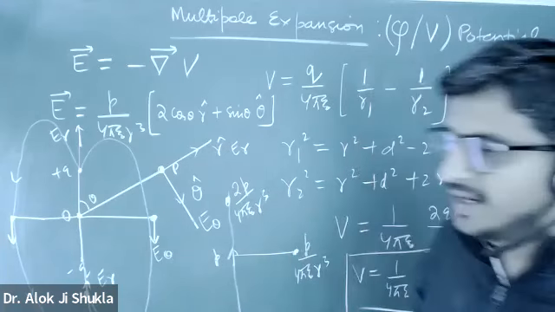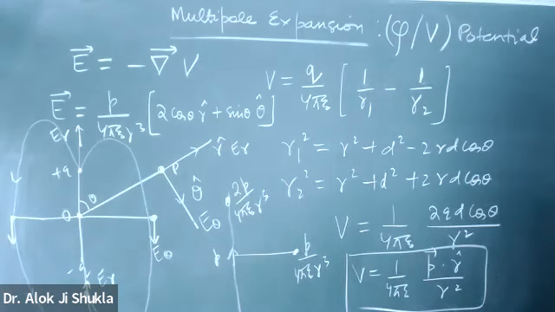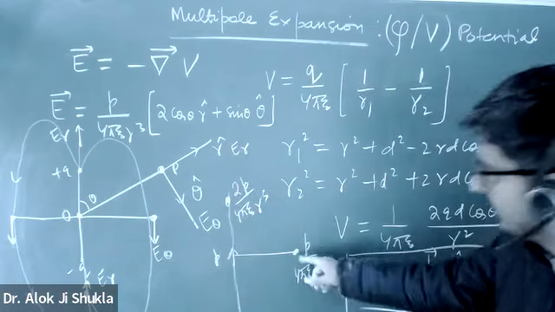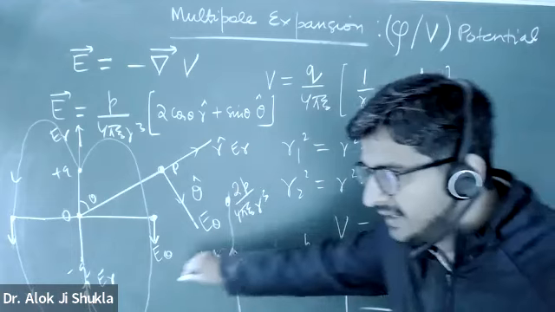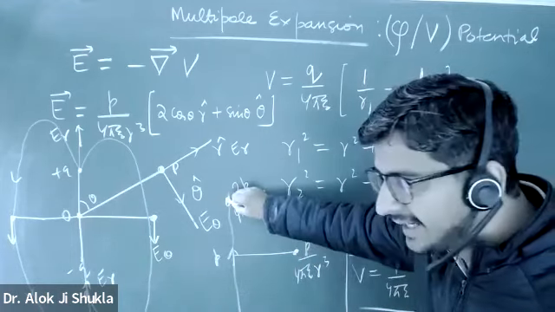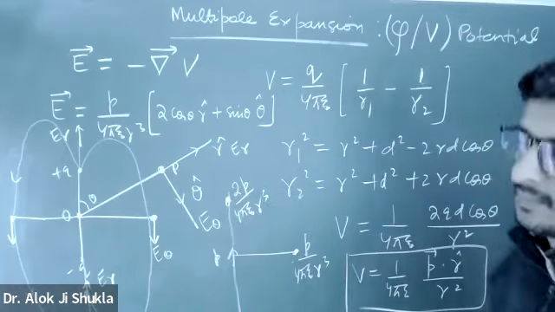So double the field here compared to there. This is called axial. This is called equatorial, perpendicular to the axis. Equatorial, axial. So the field at the axial point is double that at the equatorial point.